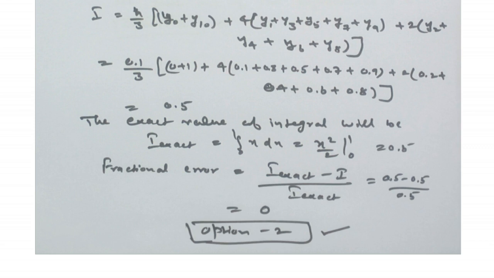So now we have to calculate the exact value of integral. Here you can see that will also equal to 0.5. Now the fractional error is equal to I exact minus I upon I exact. So that is equal to 0.5 minus 0.5 upon 0.5. So this will become 0. So here 0 is the right answer, which is option 2.